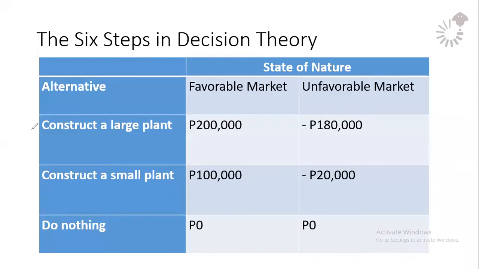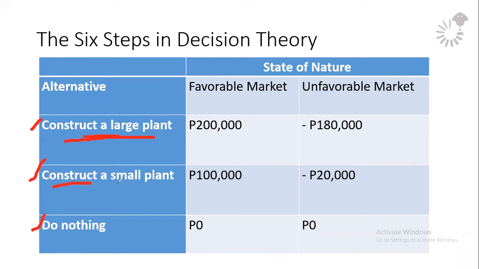So these are your list of alternatives. Your option A, first option is to construct a large plant. When we say plant, it's the production plant, the factory. So your first option is to construct a large plant. So you estimate that in the future your business will grow. So if I'm going to spend anyway, then let's go big.